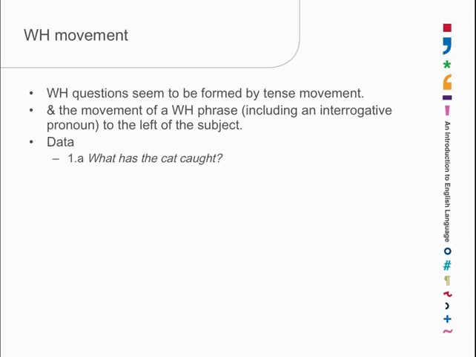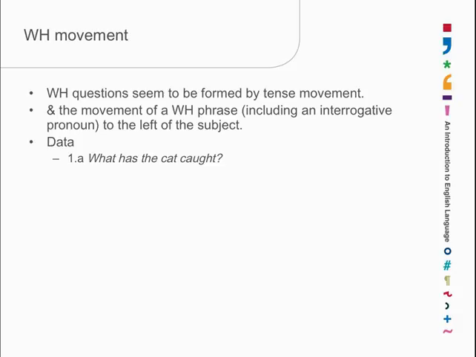So, how do we know that the WH phrase has been moved? Well, there's some really neat data that suggests this. The verb to catch, you'll remember, is a transitive verb. It requires an object. The cat has caught what? Well, there isn't anything after caught, but we know that it's what.